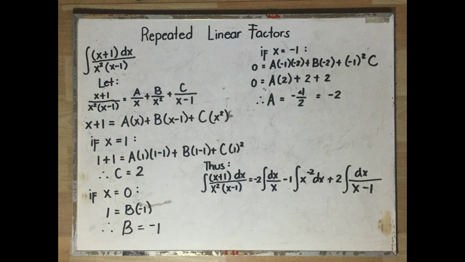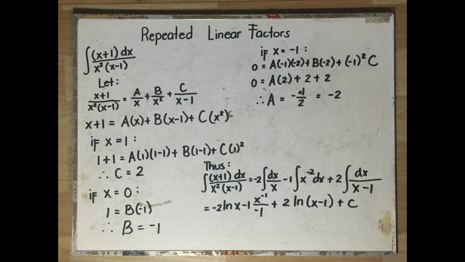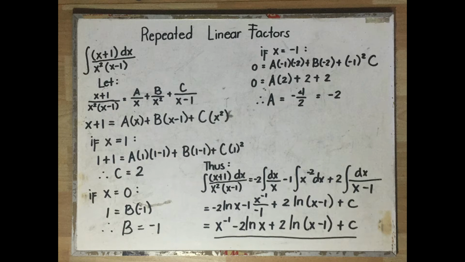Thus, the integration of the quantity of x plus 1 times dx over x squared times the quantity of x minus 1 is equal to negative 2 times the integration of dx over x minus 1 times the integration of x raised to negative 2 times dx plus 2 times the integration of dx over x minus 1, which is equal to negative 2 ln x minus 1 times x raised to negative 1 over negative 1 plus 2 ln quantity x minus 1 plus c, which is equal to x raised to negative 1 minus 2 ln x plus 2 times ln the quantity of x minus 1 plus c.